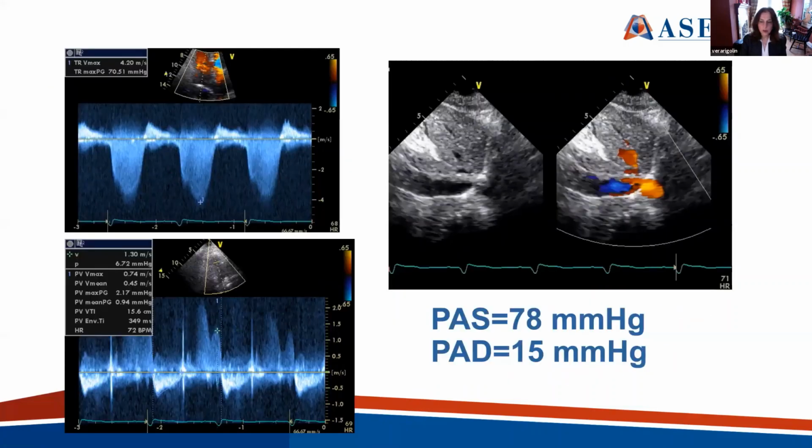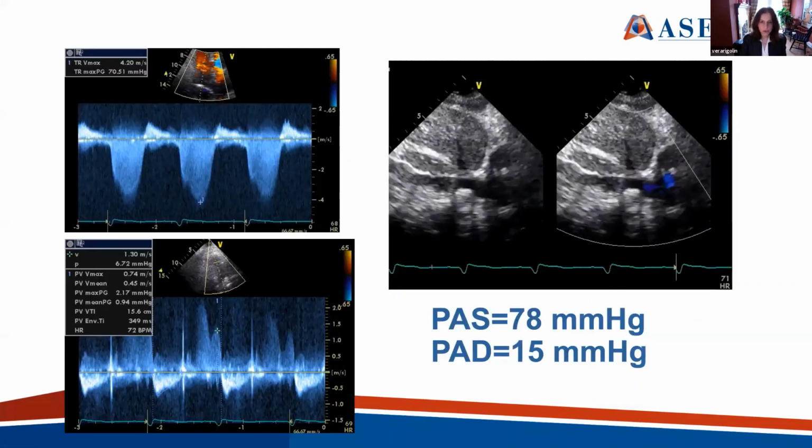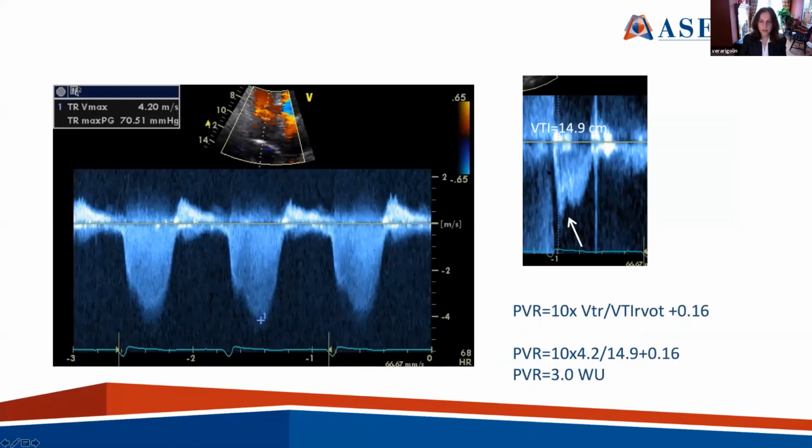And then also I want to draw attention to the tracing of the RVOT. You see that there's this notching here, and this is also associated with elevated pulmonary pressures. So look for this sign in those cases. And then using the formula that I mentioned to you earlier about the pulmonary vascular resistance, we can calculate her pulmonary vascular resistance, which turns out to be 3 Wood units.